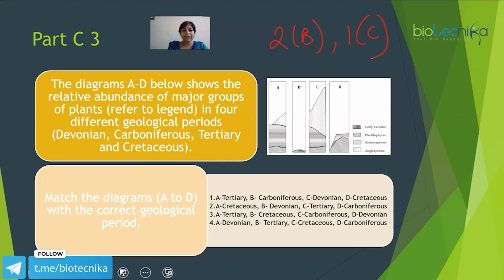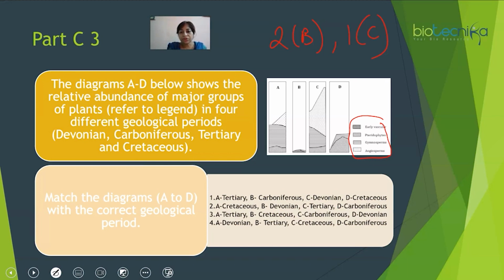The diagrams A to D below show the relative abundance of major groups of plants in 4 different geological periods: Devonian, Carboniferous, Tertiary, and Cretaceous. Now match the diagrams A to D to the correct geological period. To do this matching, the legends are given. This tests how well you can interpret this kind of bar diagram, so you have to read them carefully and keep these legends in account.